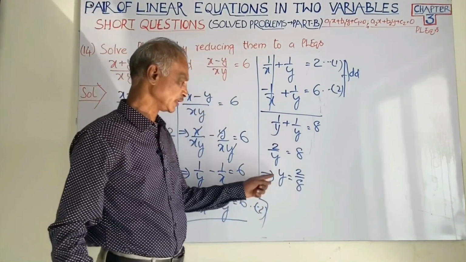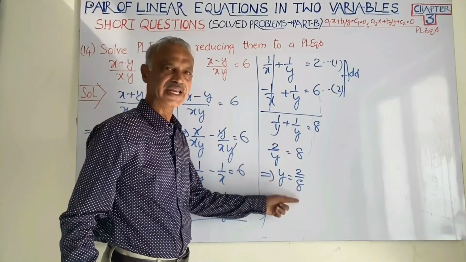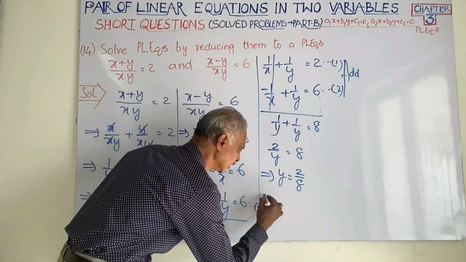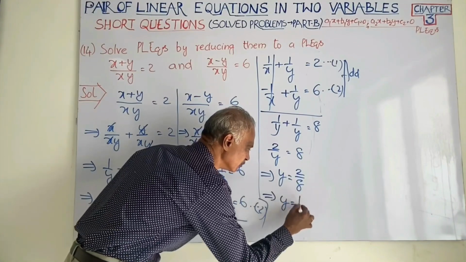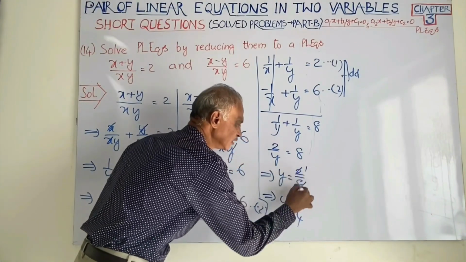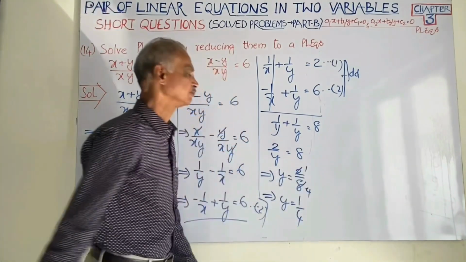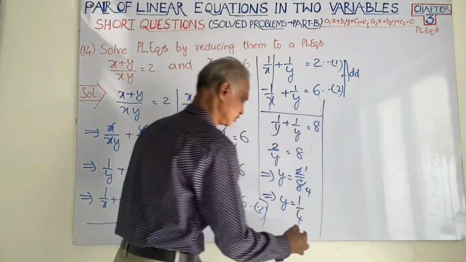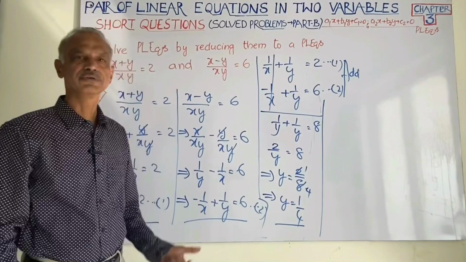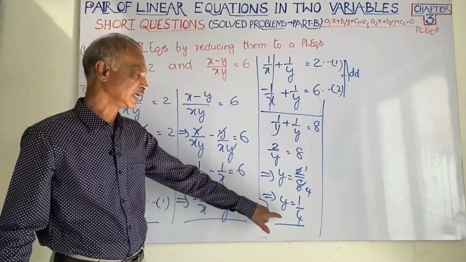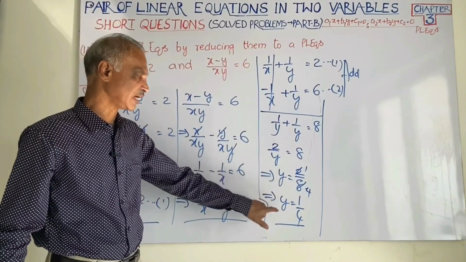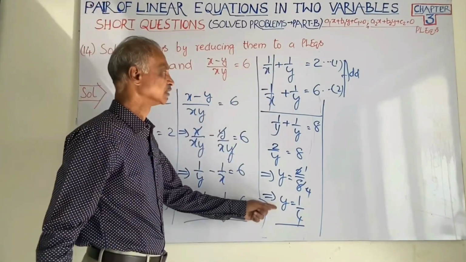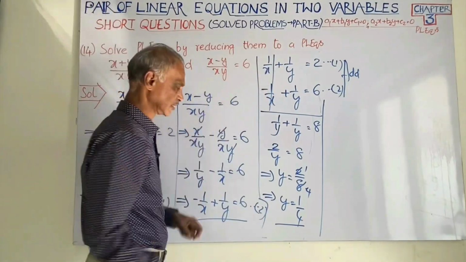You cross multiply. Y into 8, 8y is equal to 2. Then you will get y is equal to 1 by 4. 2 ones are 2, 2 fours are 8, so you have 1 by 4. And now you got the value of y. Next you have to find the value of x. You substitute the value of y in one of these two equations. You will get the value of x.